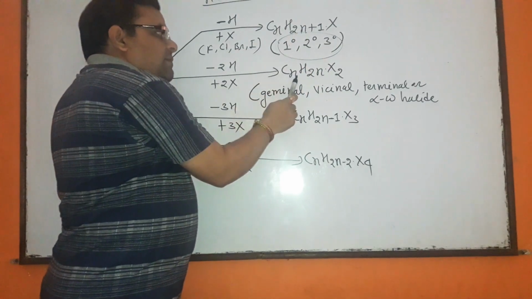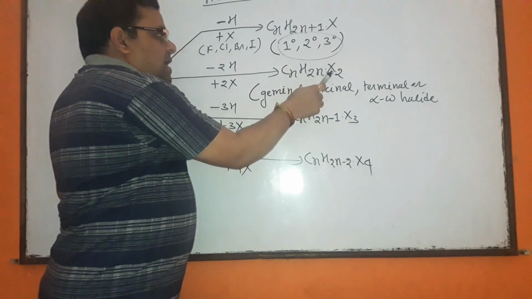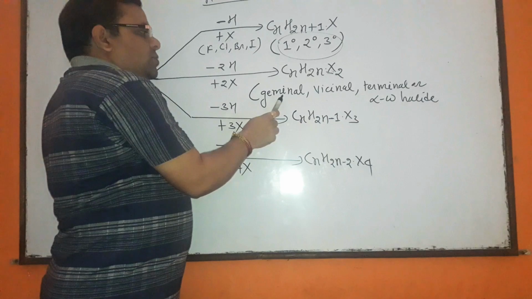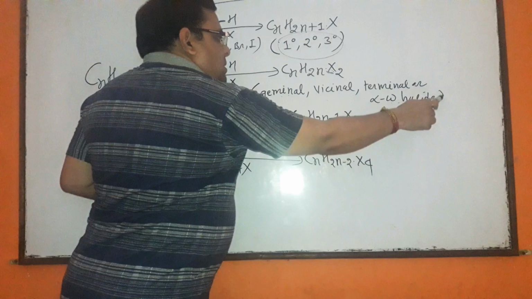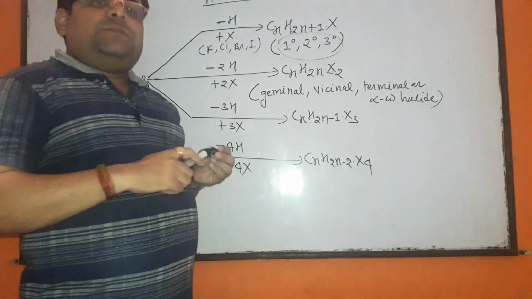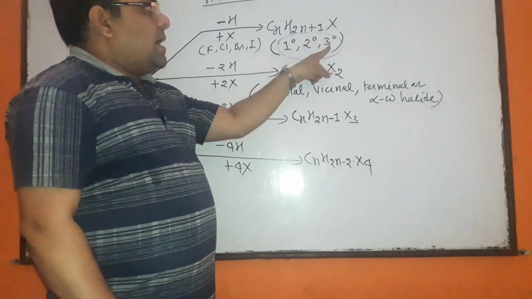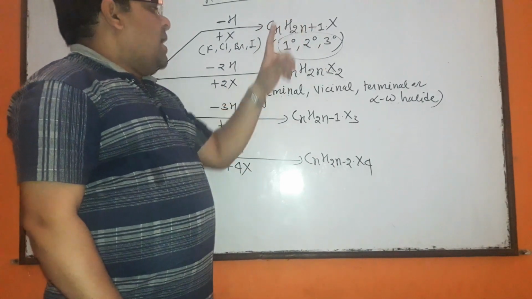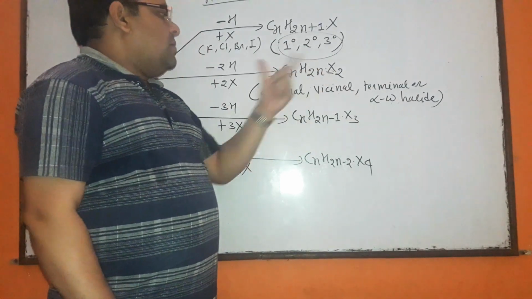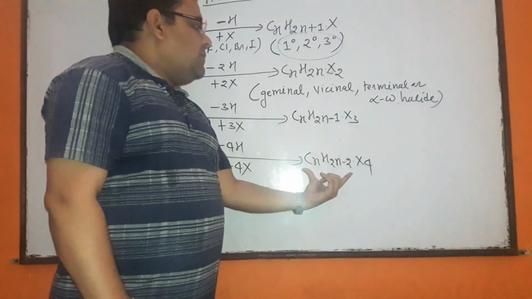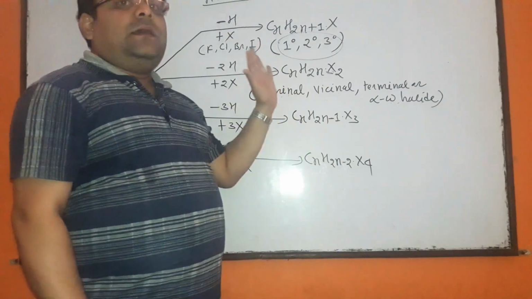And these dihalogen derivatives having two halogen elements, on the basis of position of halogen element, can be further divided into three categories: geminal, vicinal and terminal or alpha omega halide. So girls and boys, in our next video lecture we will discuss primary, secondary and tertiary alkyl halide, monohalogen derivatives, and geminal, vicinal and terminal or alpha omega halide, these are called dihalogen derivatives, and trihalogen derivatives and tetrahalogen derivatives with example and with their IUPAC name.